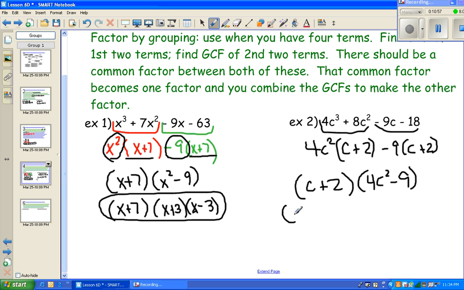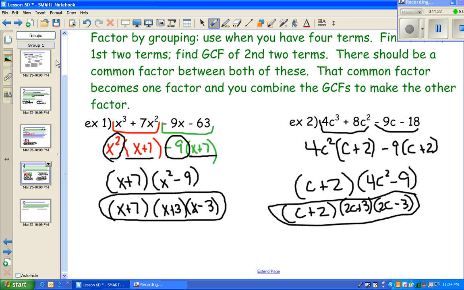All right, you can't do anything with c plus 2. But these two can break down into 2c plus 3 and 2c minus 3. And then we're done because nothing else can be broken down any further.